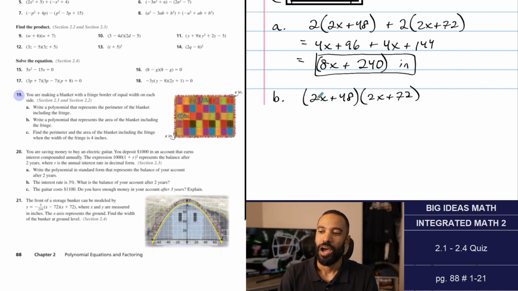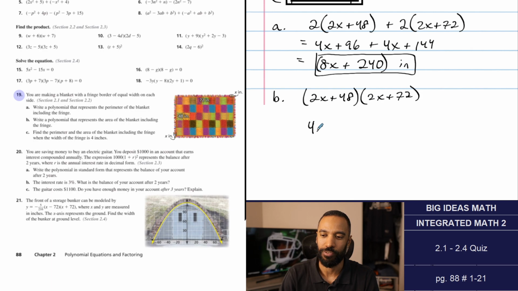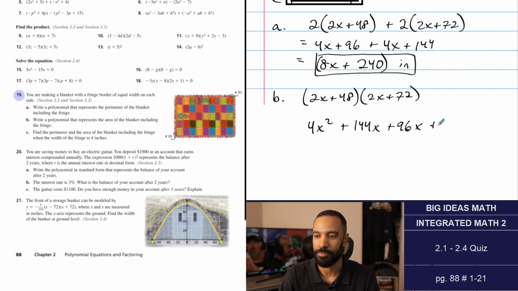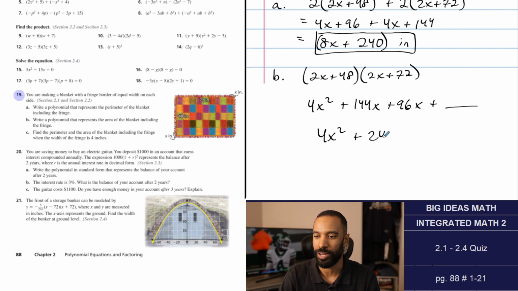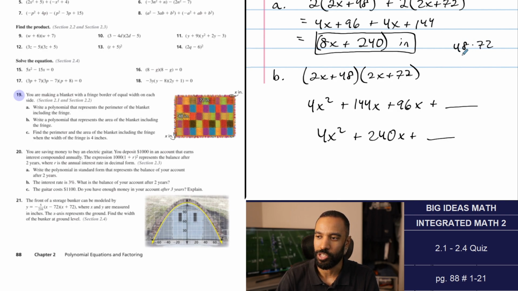It's kind of neat. All right, so 2x times 2x is 4x squared. 2x times 72 is 144x. 2x times 48 is 96x. And then 48 times 72, I'm going to figure out here in just a moment. But when I combine like terms, I have 4x squared plus 240x plus whatever this is going to be. Okay, how am I going to do 48 times 72?